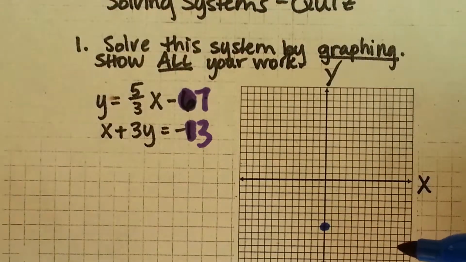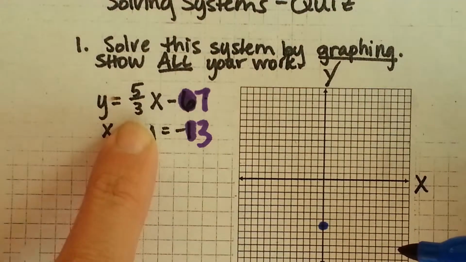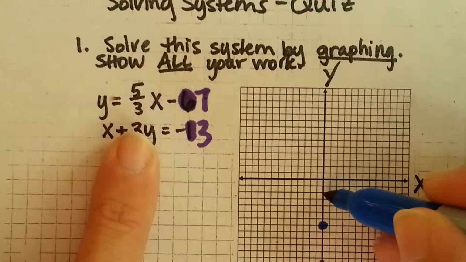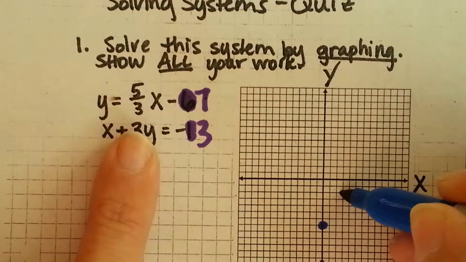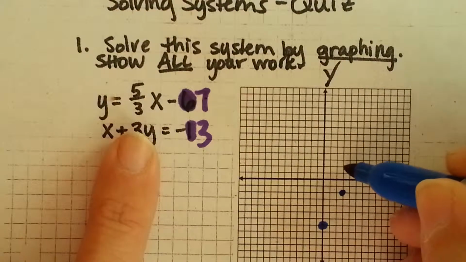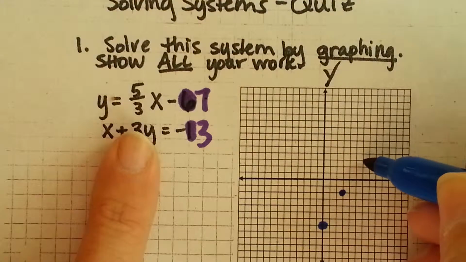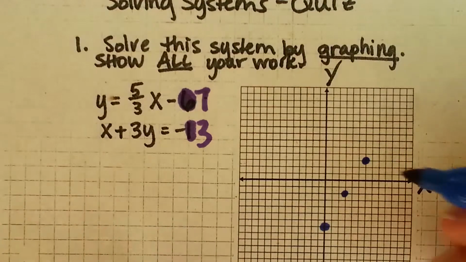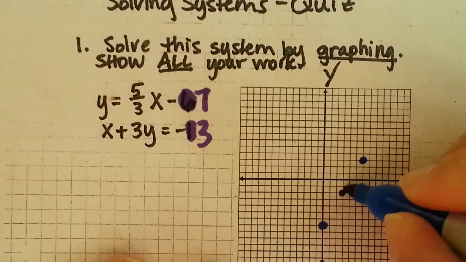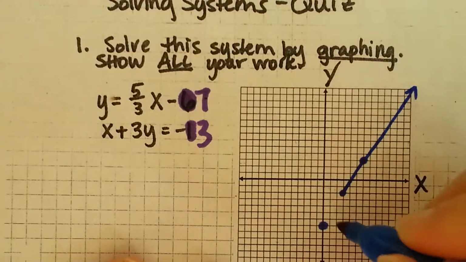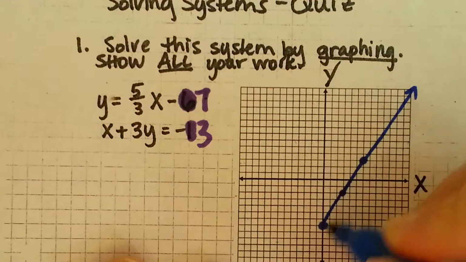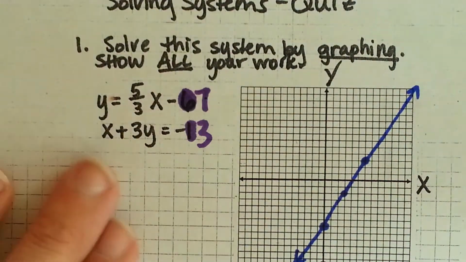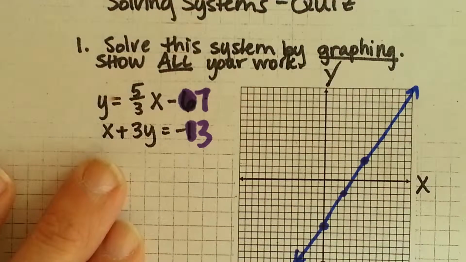Then we have a slope of 5 over 3, which tells us to go up 5 and to the right 3. Something like that. We should be able to draw our line. Next, we look at our second equation. Our second equation is in standard form.